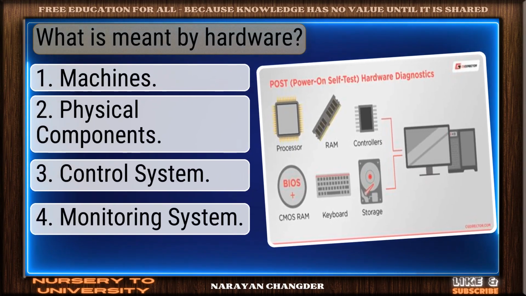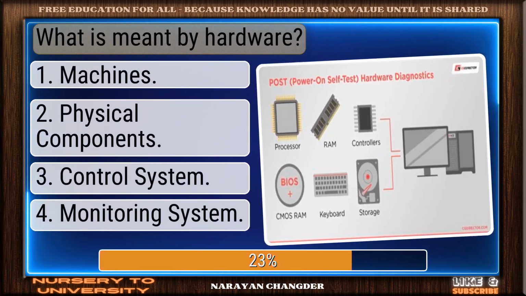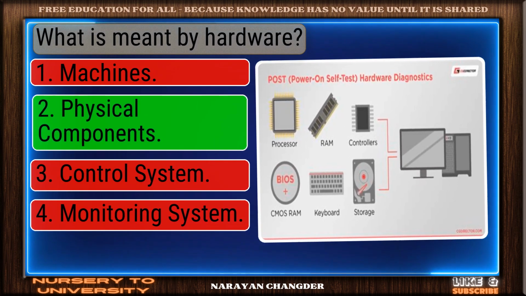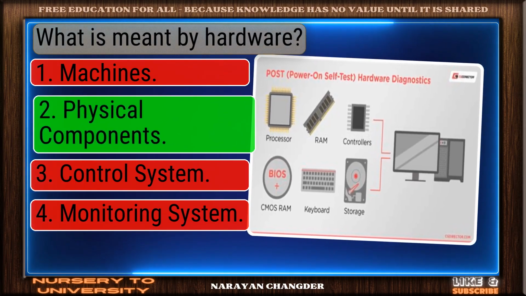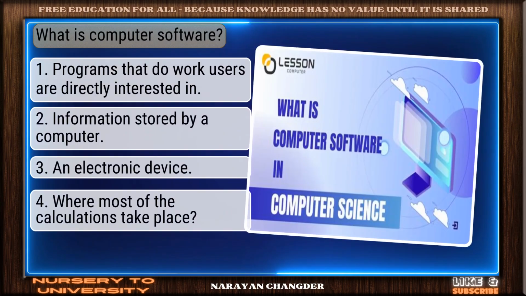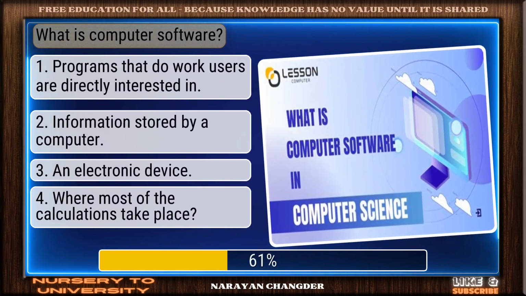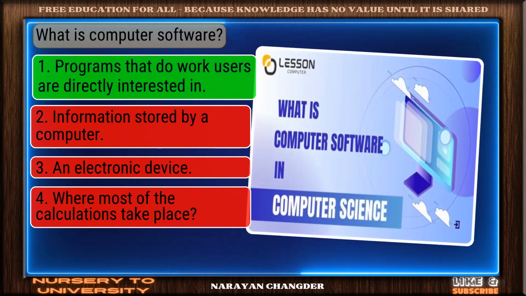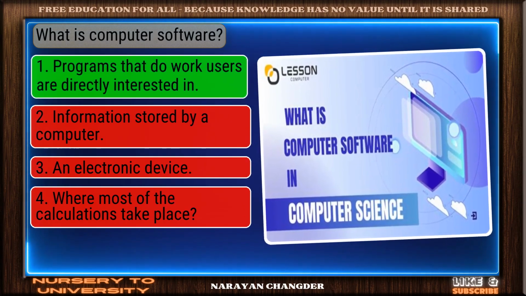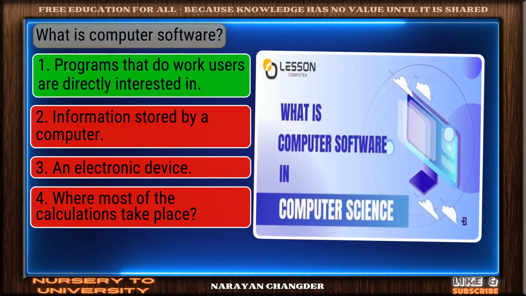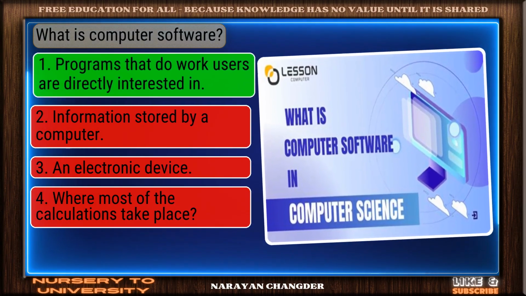Question number 63. What is meant by hardware? Well done. Physical components is the right choice. Question number 64. What is computer software? Clear logic. Your choice programs that do work users are directly interested in is sound and 100% true.